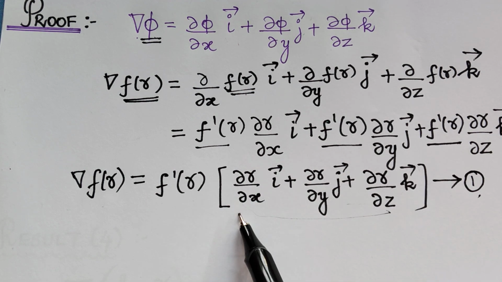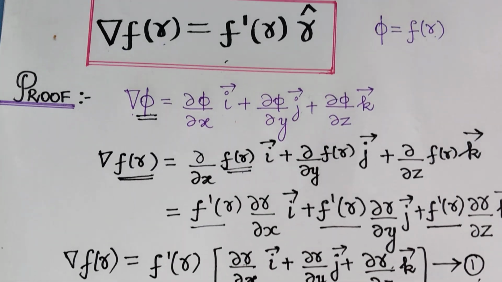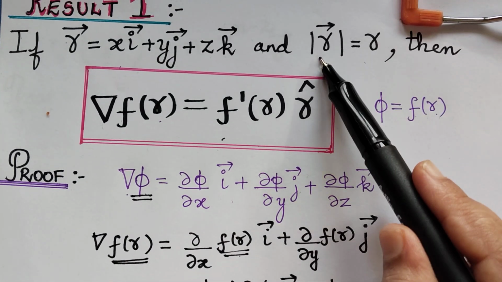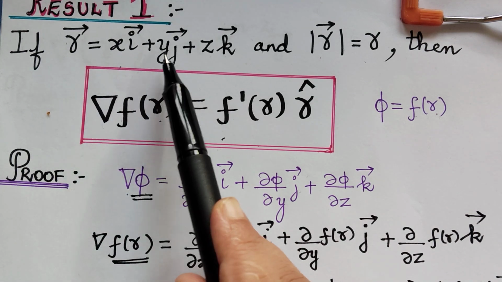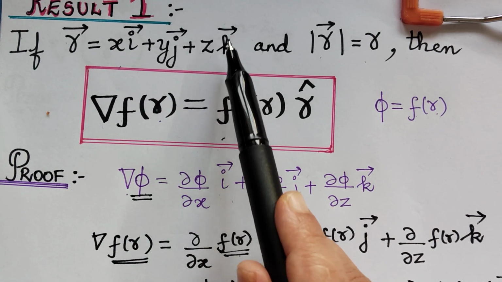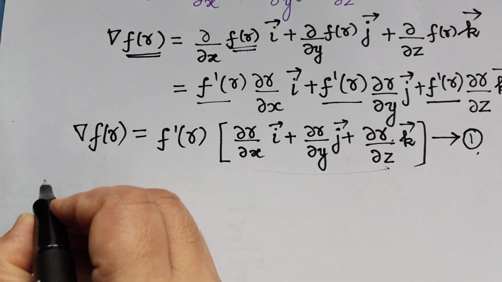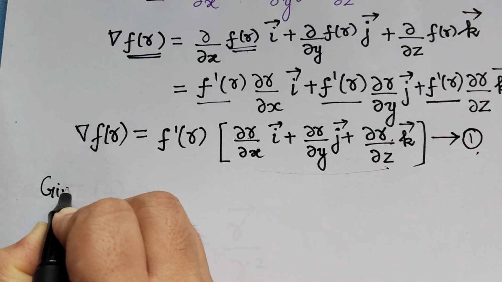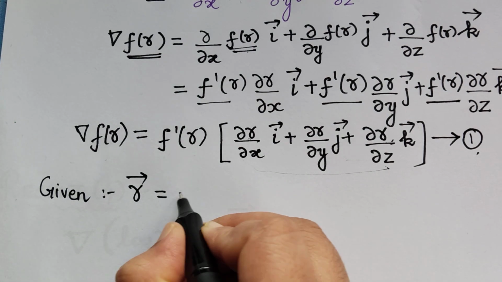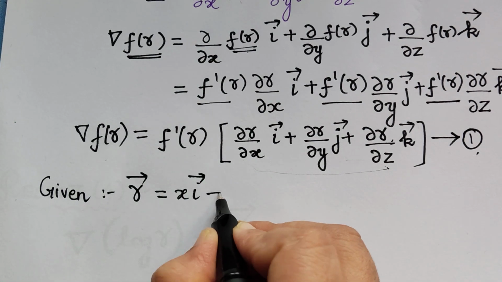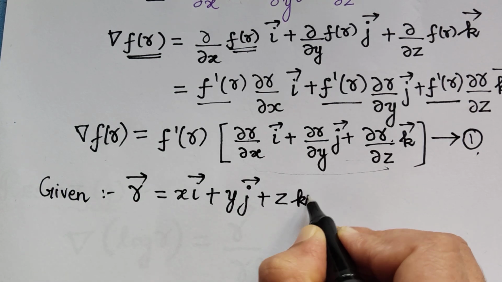Now in order to calculate this, we should know what is r. r is given as modulus of r vector. What is r vector? xi vector plus yj vector plus zk vector. So first let us write this. So it is given that r vector is equal to xi vector plus yj vector plus zk vector.